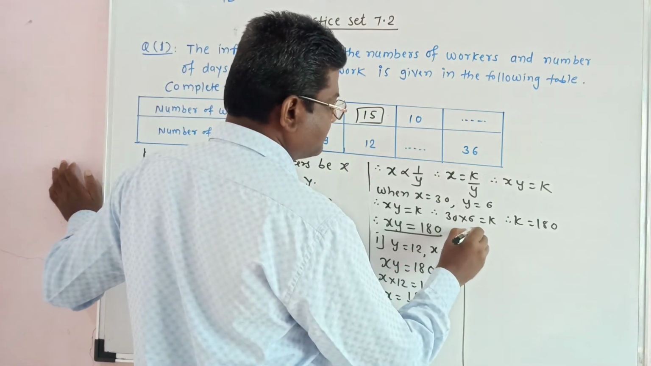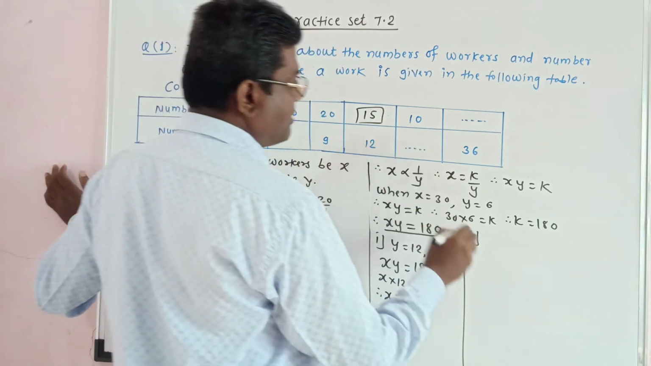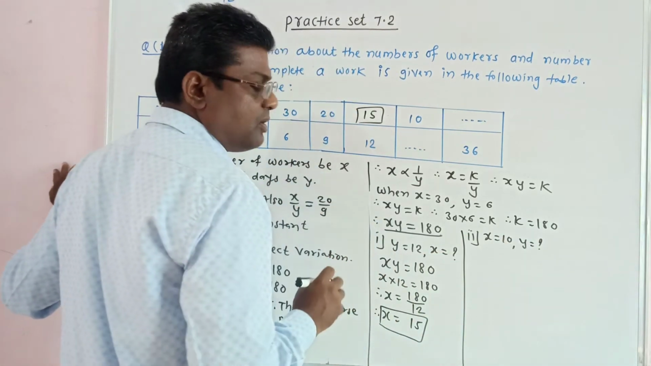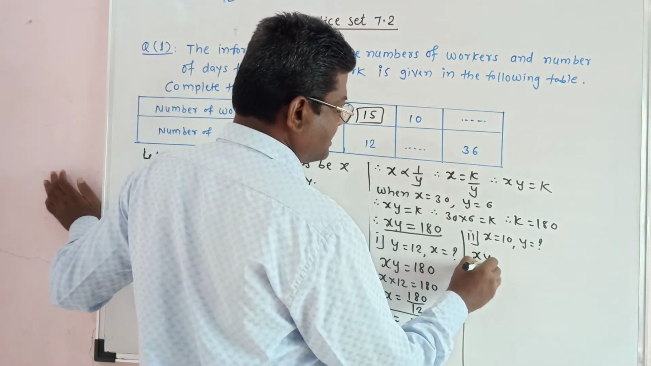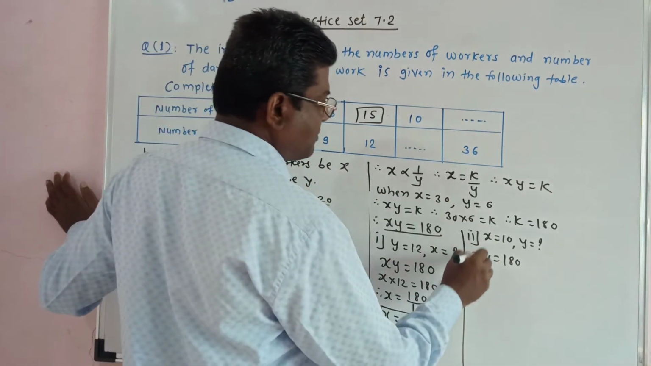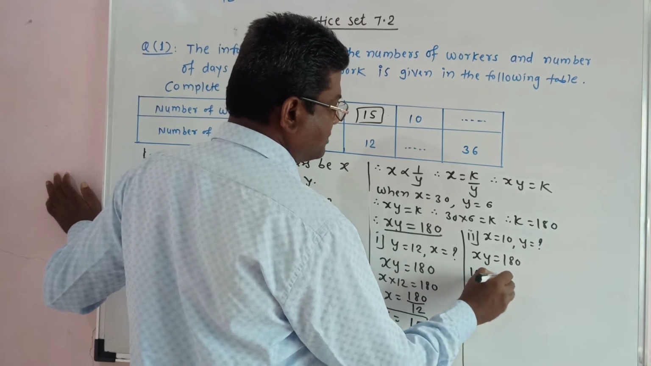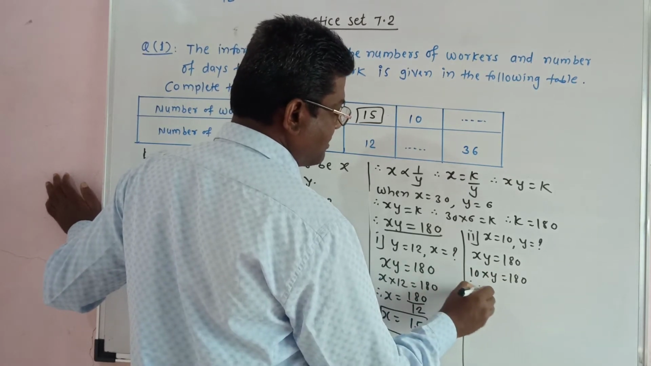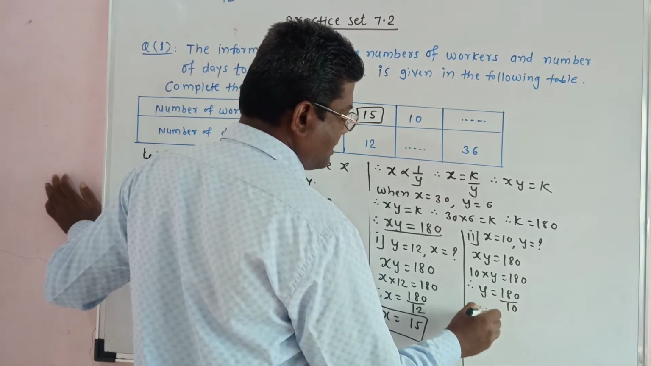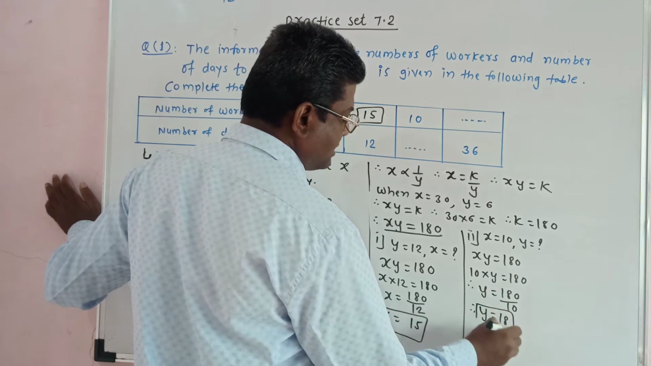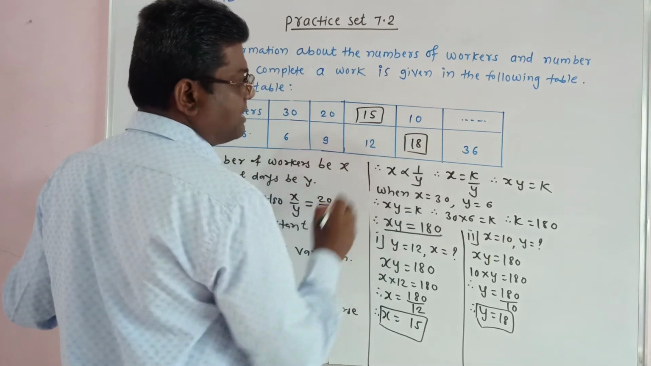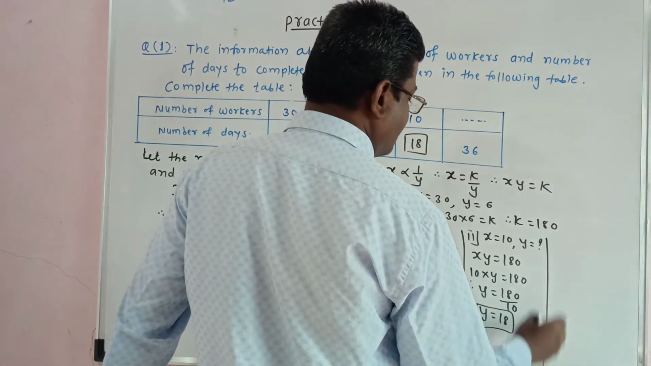Now number 2. Value of x is given as 10 and y is to be found out. Equation of variation is xy is equal to 180. Therefore 10 into y is equal to 180. Therefore y is equal to 180 upon 10. Therefore y is equal to 18. So here answer y is 18.